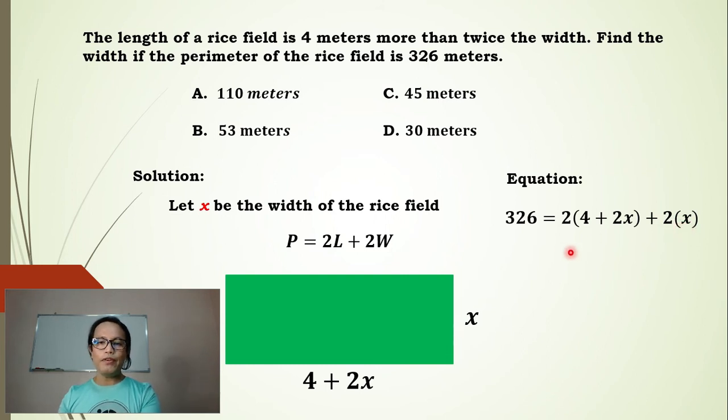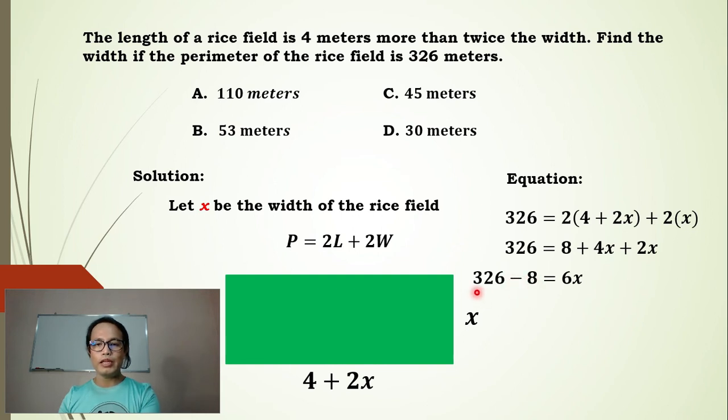Then we simplify, we copy 326, we distribute 2 to the terms inside the parentheses, so we have 2 times 4 is 8, 2 times 2x is 4x, and of course 2 times x is 2x. We combine like terms. Then since this is constant, we can use subtraction property of equality. We subtract 8 from the right side of the equation and subtract 8 from the left side of the equation.